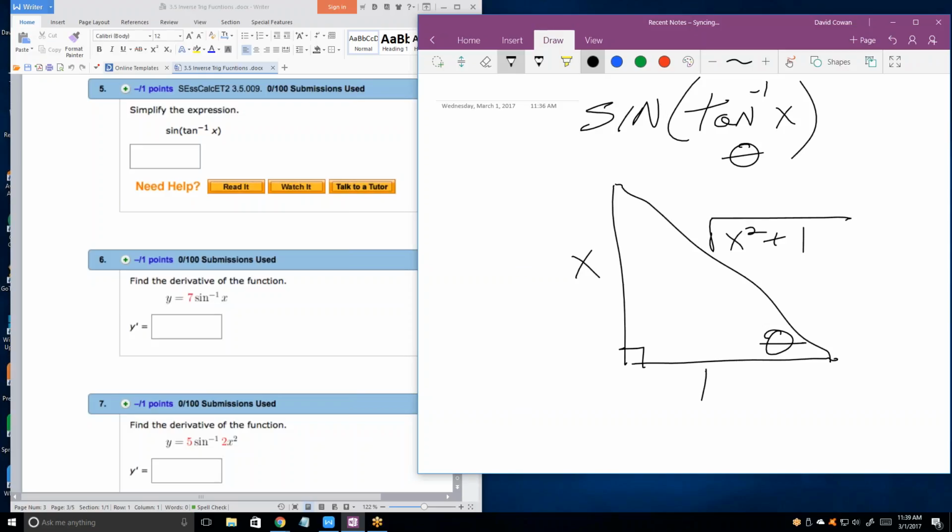Now, what's the sine of theta? X over the root of x squared plus 1. Put that in. That's your answer.